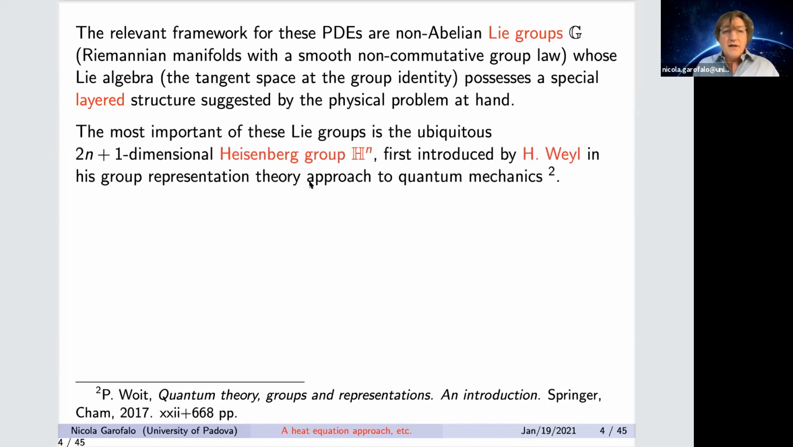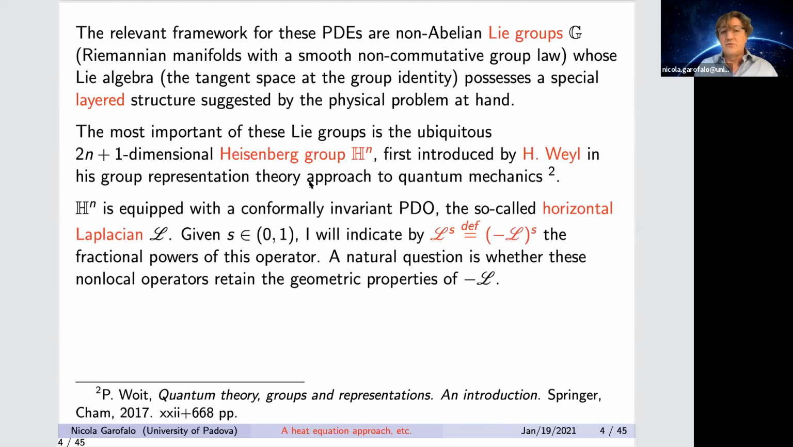So the most important of these Lie groups is the ubiquitous 2n+1 dimensional Heisenberg group. I will talk a little bit about this ambient later on. This was first introduced by Hermann Weyl in his approach to quantum mechanics. He developed an approach to quantum mechanics based on group representation theory. And so it was called the Weyl group, but was subsequently rechristened by mathematicians the Heisenberg group.